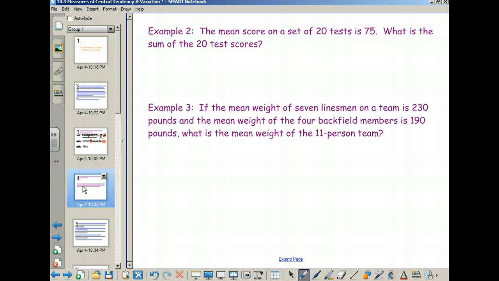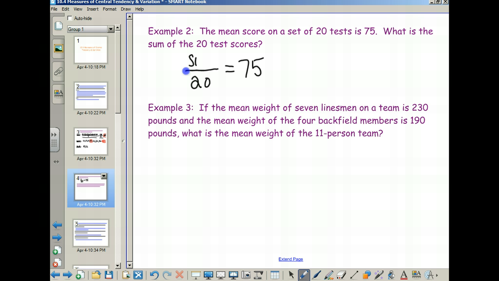Example 2. The mean score on a set of 20 tests is a 75. What is the sum of the 20 test scores? The way that you get to 75 is something divided by 20. And that something is actually the sum of the scores, isn't it?